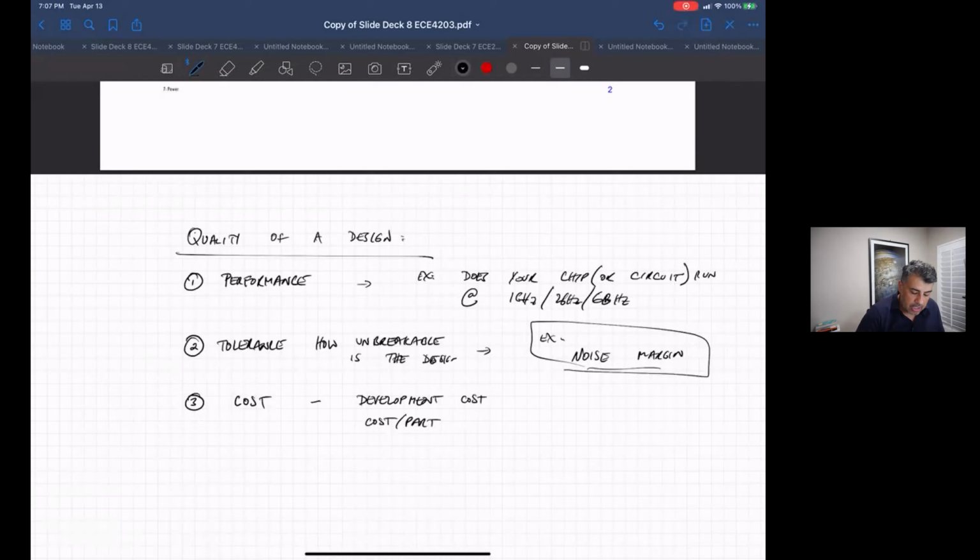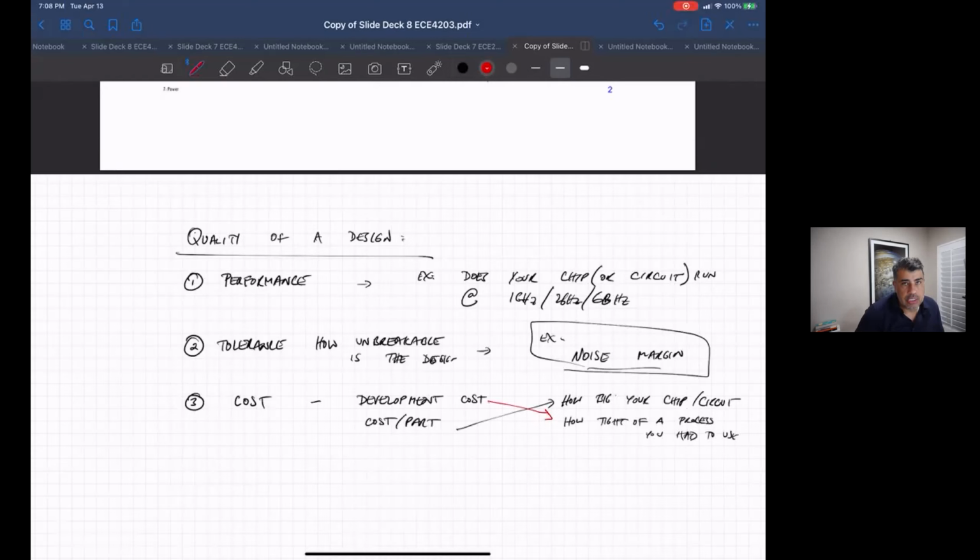In our case, it goes to how big your chip circuit is, because that's a cost per part. And then the second thing is the type of process you have to use. If you had to use a 65 nanometer process, it would be more expensive than a 130 nanometer process.